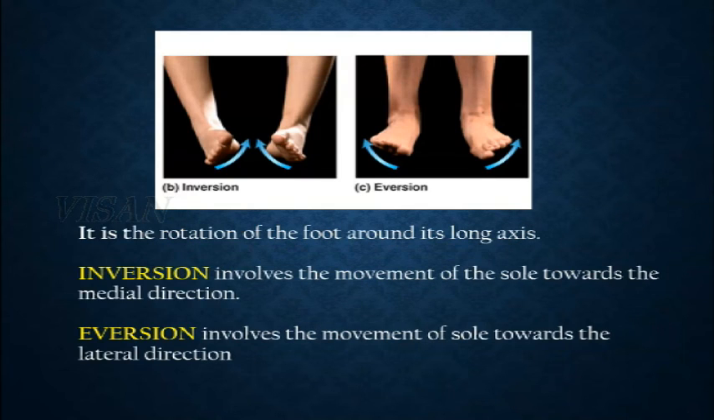These terms are also confined only to the lower limb, the foot. It is the rotation of the foot around its long axis. The term is inversion, which means the movement of the sole towards the medial direction. The opposite is eversion. Eversion means outside. So it represents the movement of the sole towards the lateral direction.